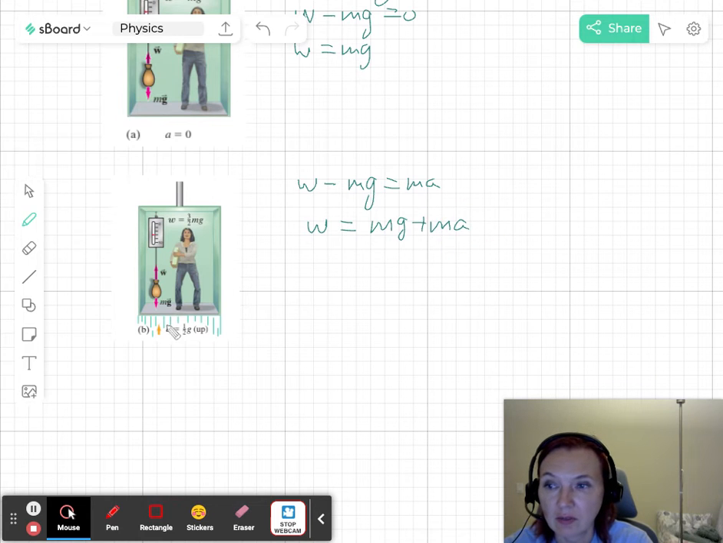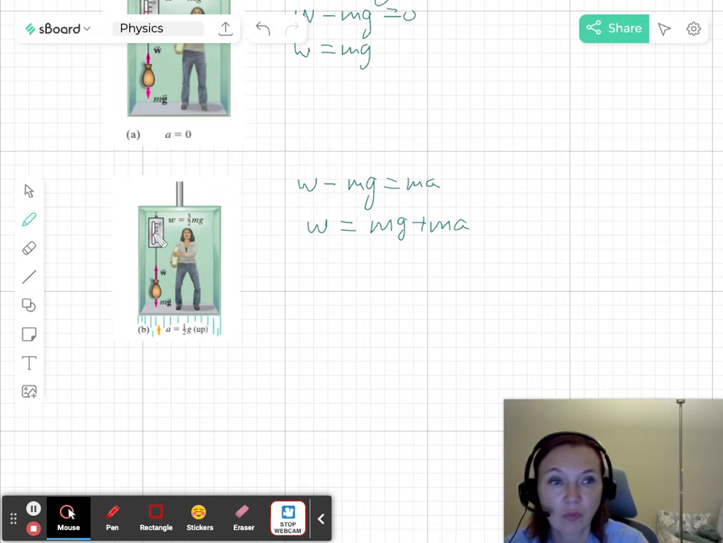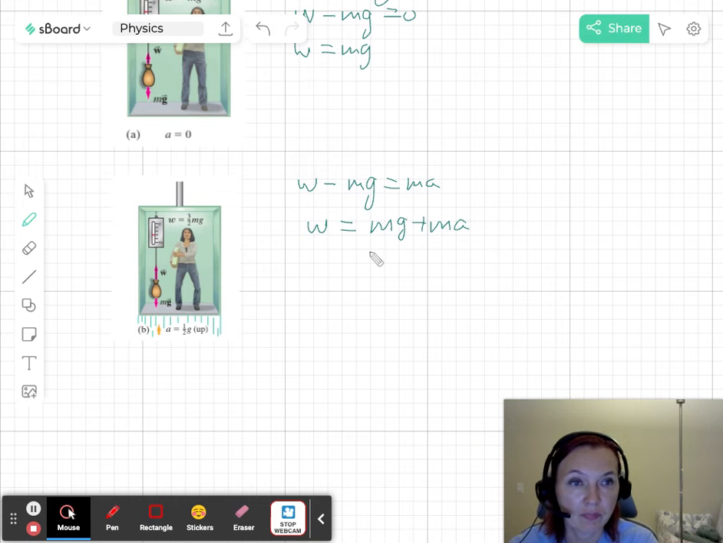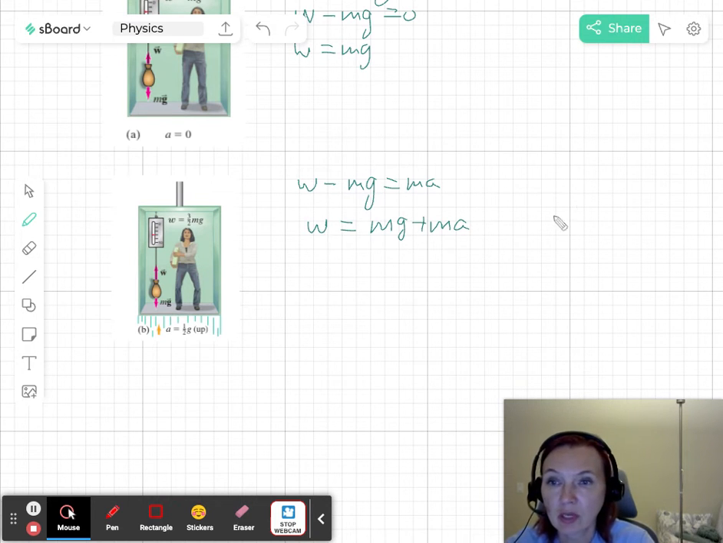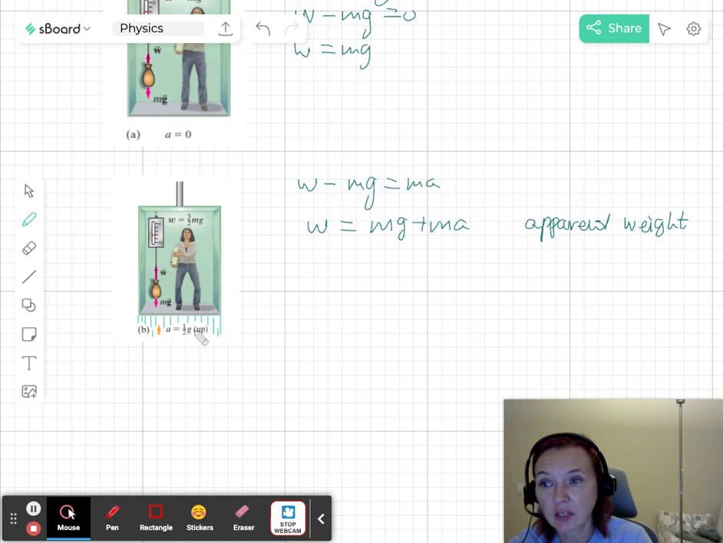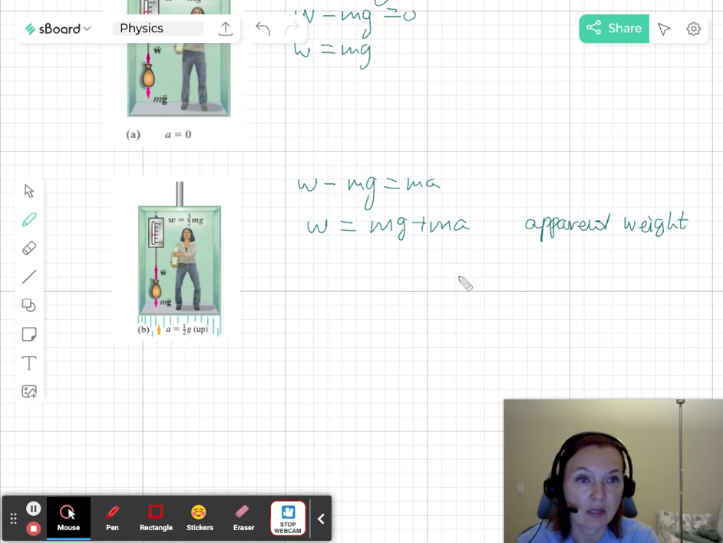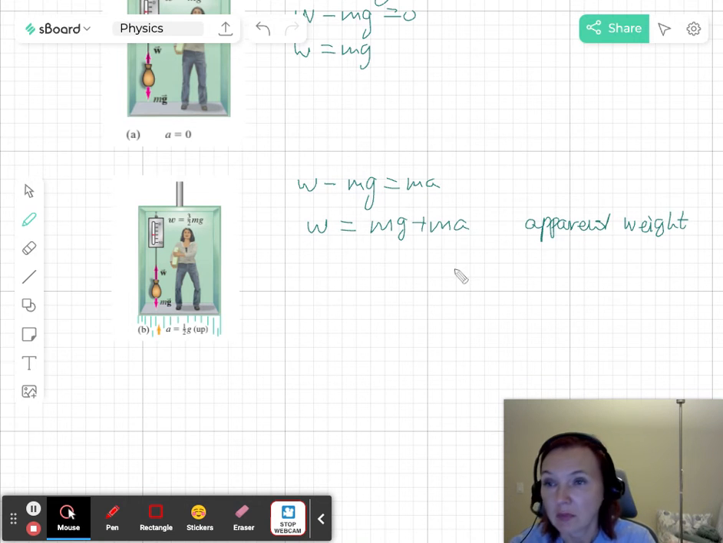If a is upward, then we add an acceleration, and that means the scale is going to read more than the actual mg. So this weight is going to be called an apparent weight of the bag, and in this case it's greater than the actual weight. If the acceleration was downward, then the apparent weight would be less, because ma would be facing the other direction.